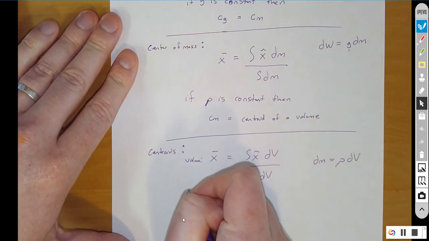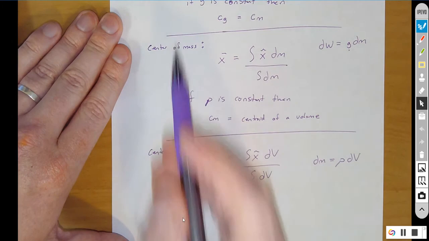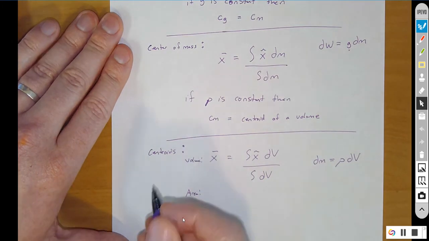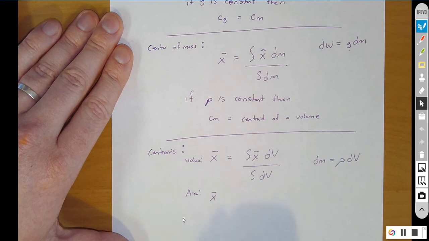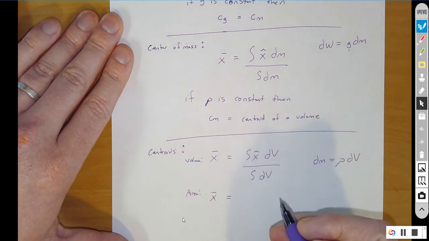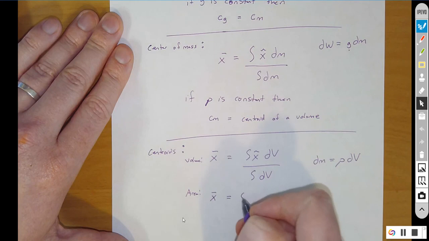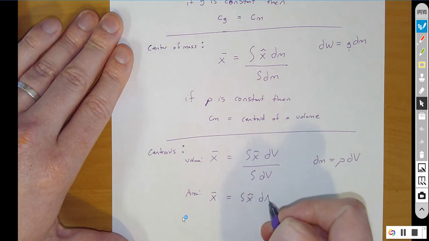If I have an area instead, the area can also be where the center of mass is if the area has constant thickness. Or if I have some kind of a shape that's uniform about an axis, I can also just use areas as well. So you'll see that in example 2. So this is just x tilde d area.